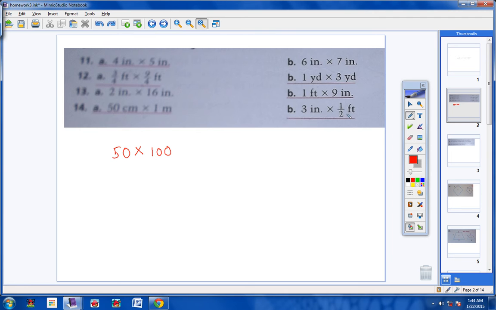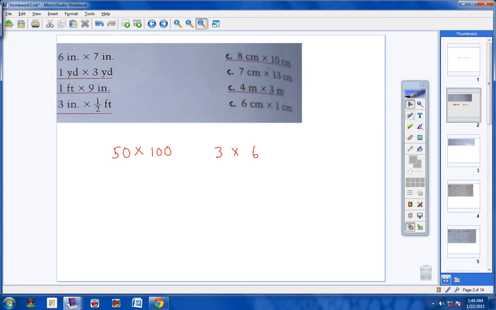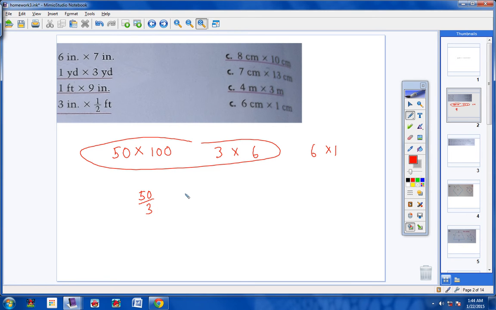Now over here I have inches and feet. Once again, I'm going to make everything inches. So 3 inches by 6 inches because a half a foot is 6 inches. And then over here we have centimeters and centimeters. So 6 by 1. Okay, well, let's start with these two right here. Let's put 50 over 3. Let's put 100 over 6.